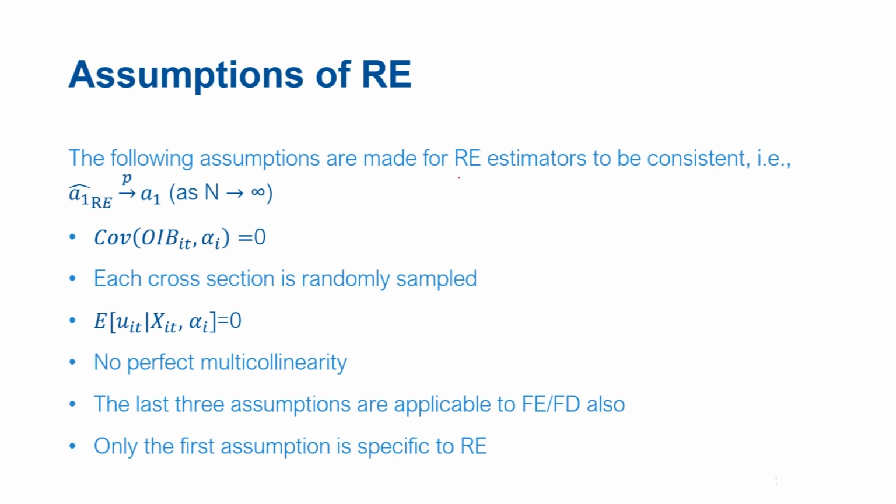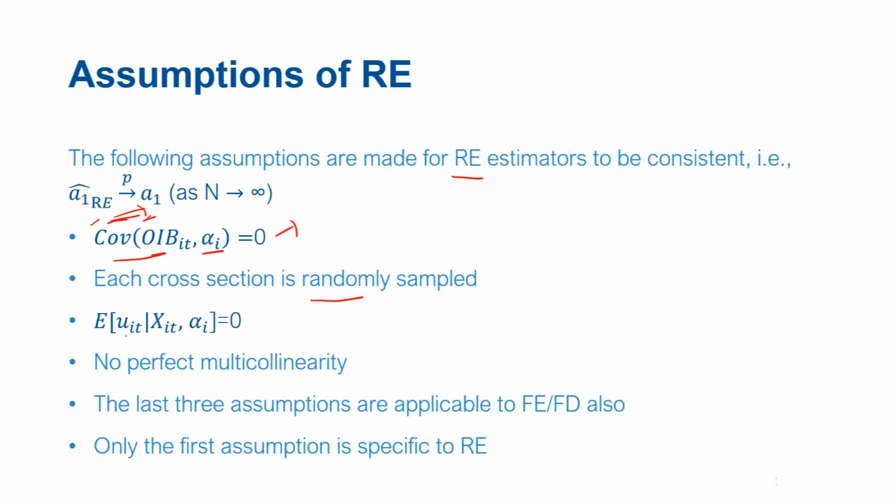When we talk about consistency of RE, random effect estimates, asymptotically, the following assumptions need to hold. So asymptotically, if random effect estimates have to converge to the population parameter A1, then first and foremost, the unobserved heterogeneity needs to be uncorrelated with the order imbalance term so that endogeneity is avoided. So there is no endogeneity. Second, each cross section is randomly sampled.